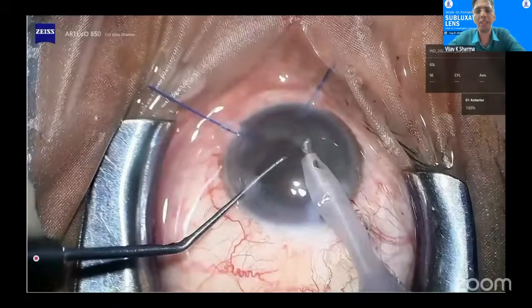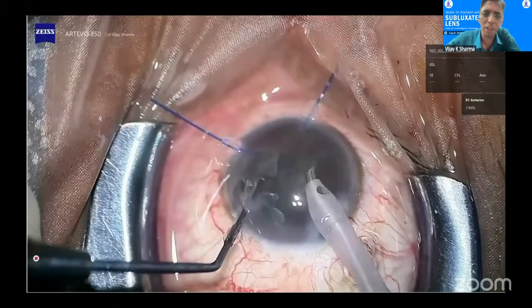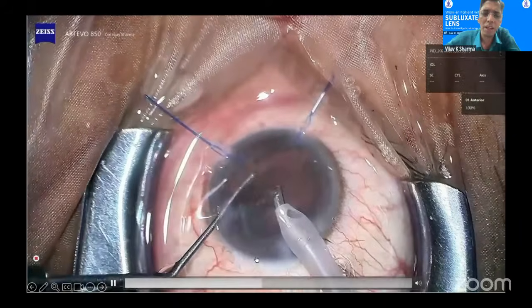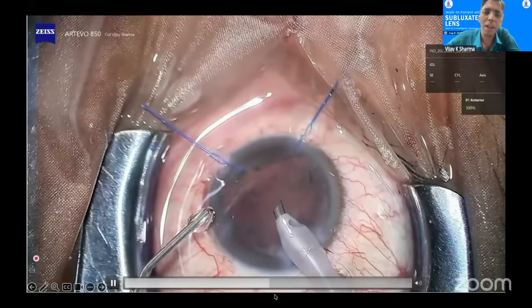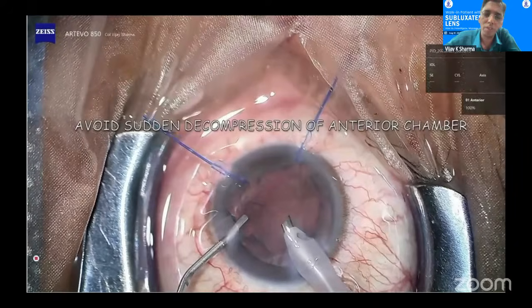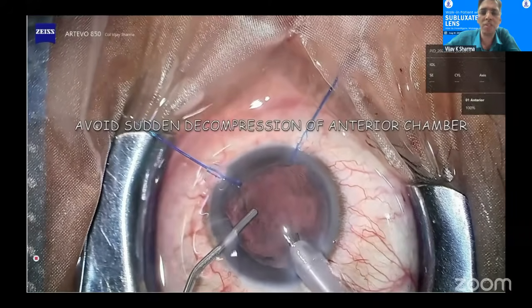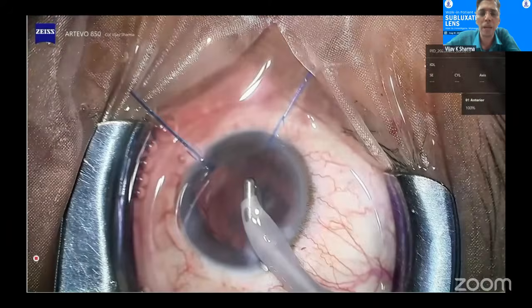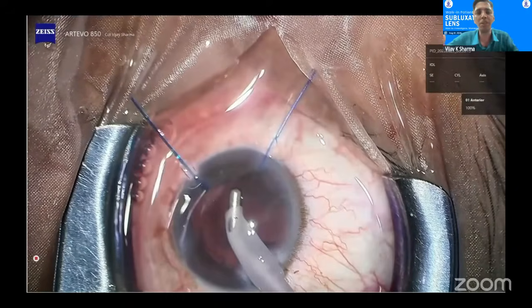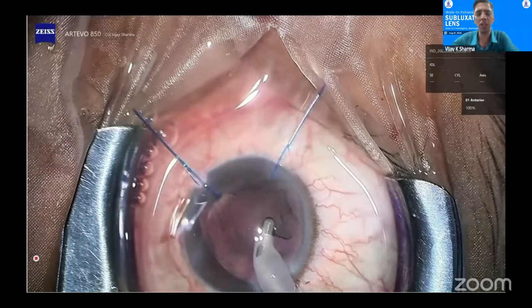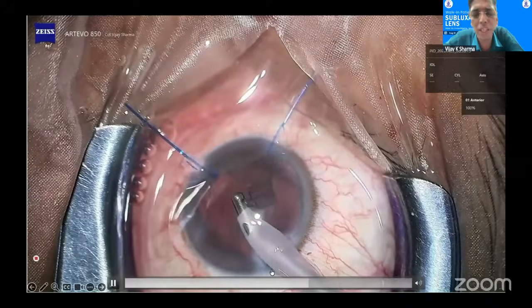And once we stabilize the bag, then we completed the phacoemulsification. After the phacoemulsification was completed, it's very important, this part now, that before you remove the phaco probe, you insert the viscoelastic from the side port so that your bag does not collapse. Because if it collapses, again, it can increase the subluxation. And that part is very, very important.